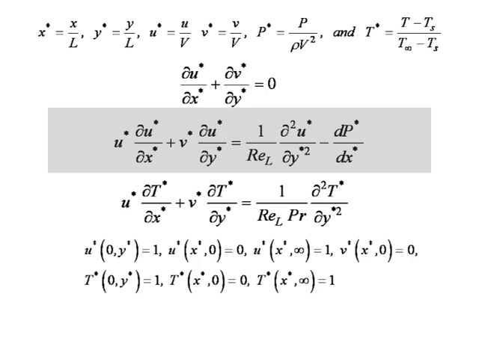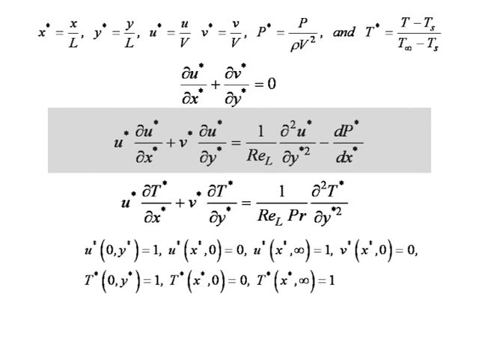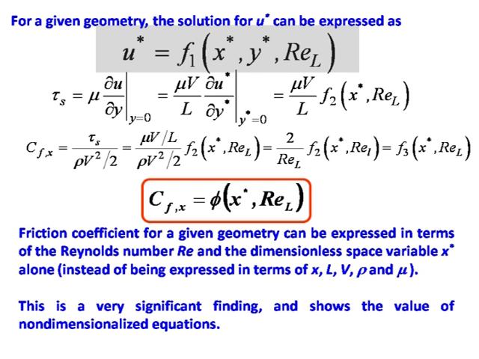Because f is going to be a function of x and y, as in d square f by d x square plus d square f by d y squared. Same thing here, u is going to be a function of x star, y star and this Reynolds number. That is what I am writing here. So, in general, this is going to be the relationship.